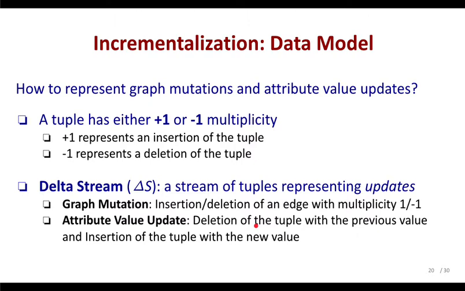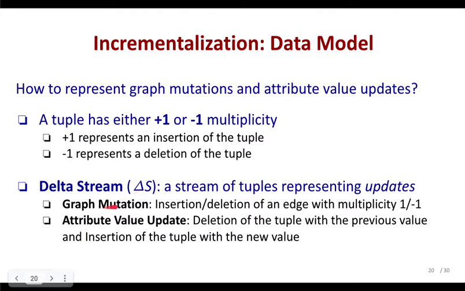Then we explain our data model. The issue is how to represent graph mutations and attribute value updates. In our model, a tuple has either +1 or -1 multiplicity. +1 represents an insertion of the tuple, and -1 represents a deletion of the tuple. And we call the stream representing updates or changes a delta stream, delta S.